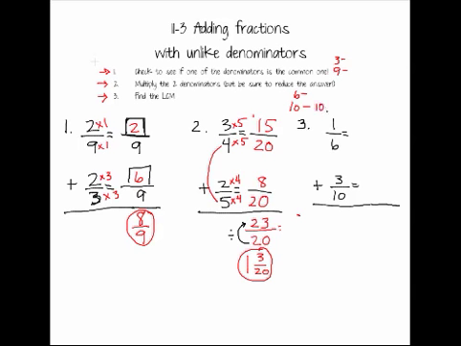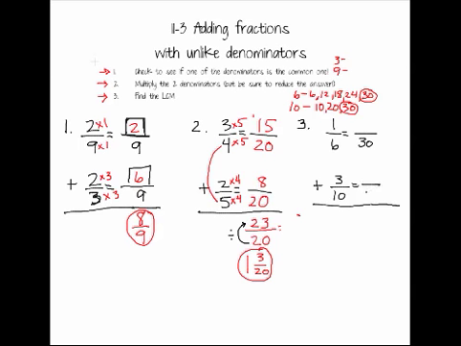10 times 1 is 10, times 2 is 20, times 3 is 30. Now, if you are thinking while you're doing this, you know that 30 is in the 6 times tables. So let's quickly find it. 6 times 1 is 6, times 2 is 12, times 3 is 18, times 4 is 24, times 5 is 30. There it is. They have 30 in common. Do they have anything else lower in common? Nope. So that means that 30 is the lowest common multiple.